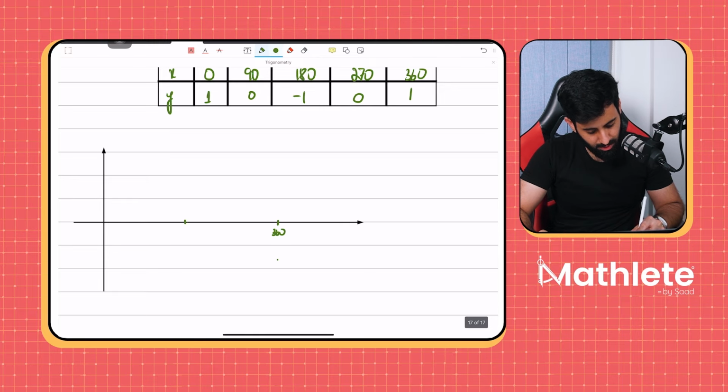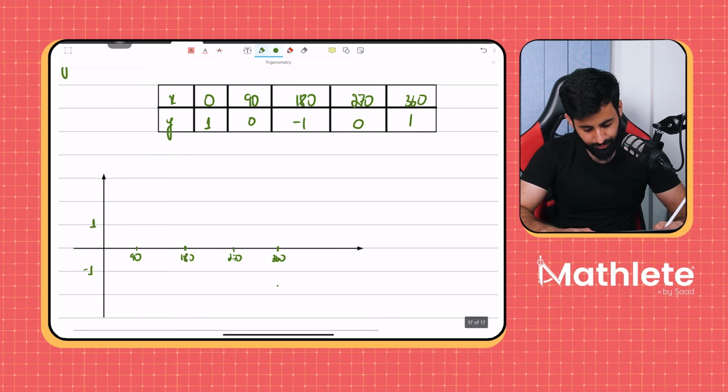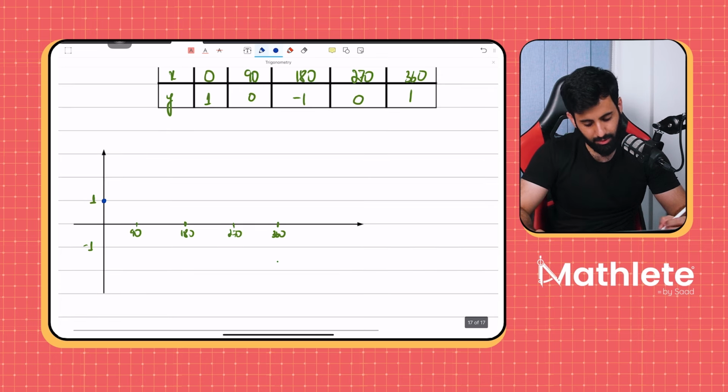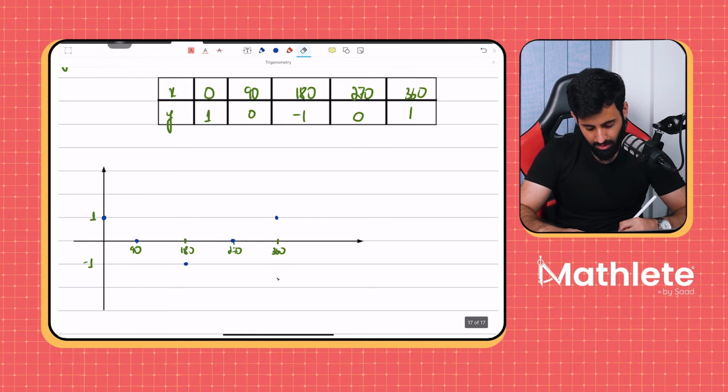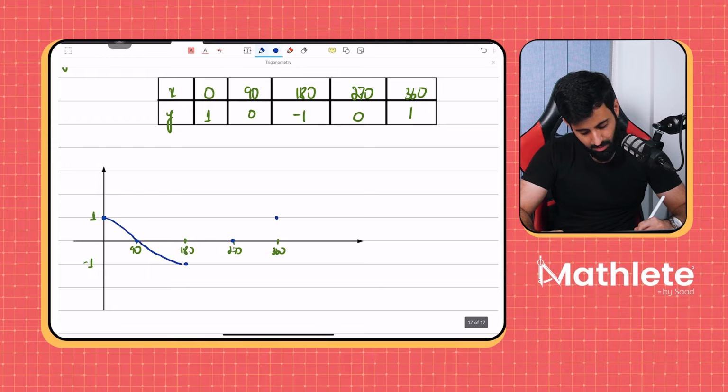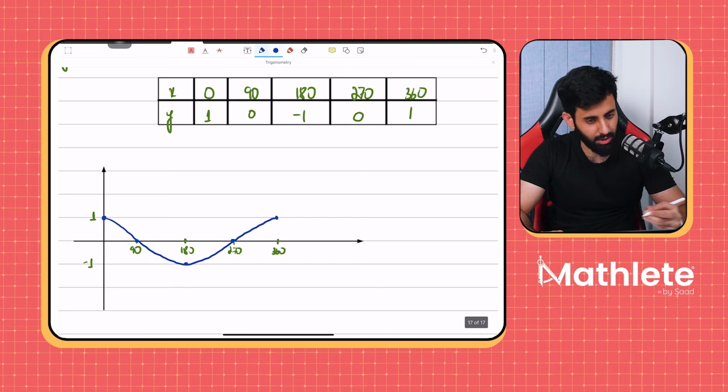So here's 360, here's 180, here's 90, and 270. 1, minus 1. So at 0, it's 1. So that means this is starting from 1. It's not like the graph of sine, which is starting from 0. And then at 90, it's 0 again. At 180, it's minus 1. At 270, it's 0. And at 360, it is 1 again. Okay, so now let's make a nice and smooth curve. So this is what the graph of cos looks like.